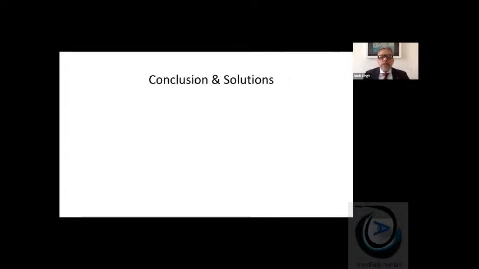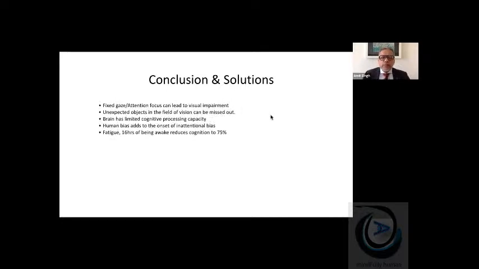So in conclusion, we can say that fixed gaze or attention can lead to visual impairment. Unexpected objects in the field of vision can be missed out. The brain has limited cognitive processing capacity. The brain can memorize, but processing is limited. Human bias adds to the onset of inattentional bias. It basically builds up the pressure. Fatigue, 16 hours of being awake, as per the research, reduces cognition to 75%.